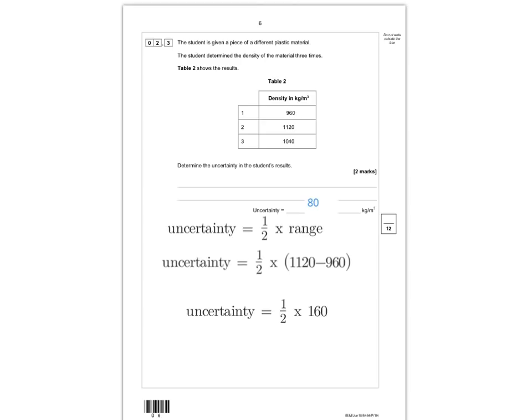So you get 2 marks for getting the correct answer, 80, which is here, but you'd also get 1 mark for getting 160, or you get a mark for putting this calculation here if you worked out this one wrong. So by doing a half times 1,120 minus 960 is 1 mark. Working that out to be 80 gets you a second.